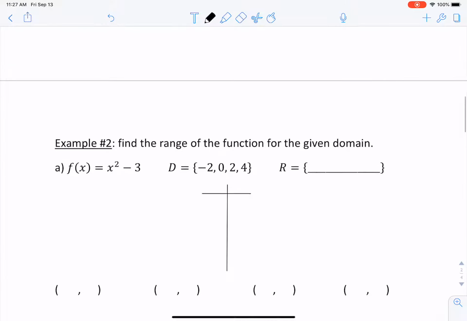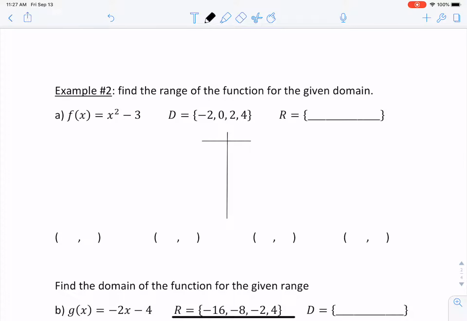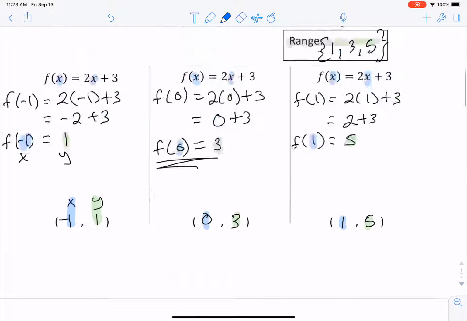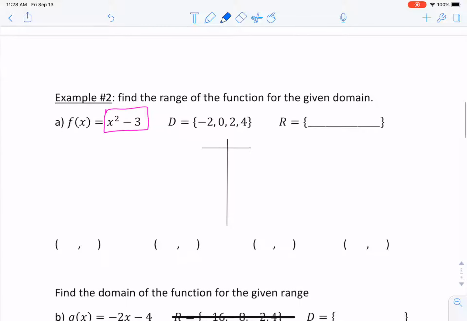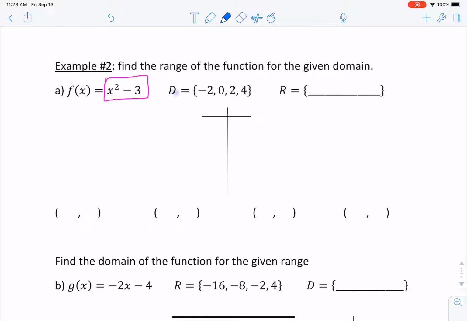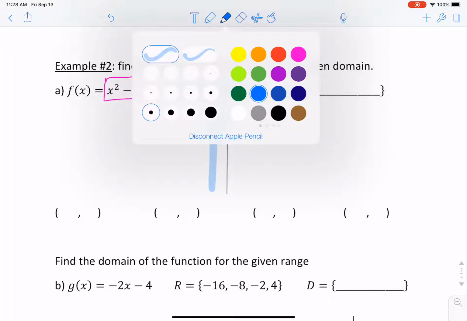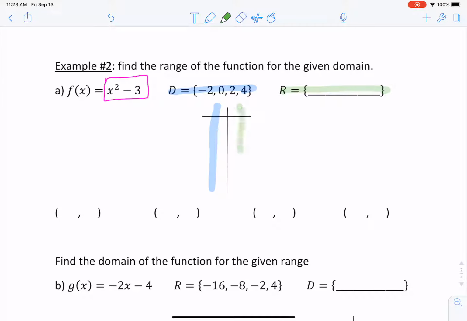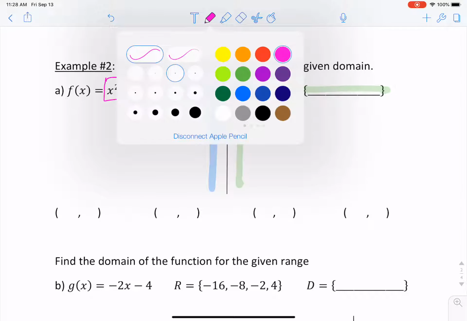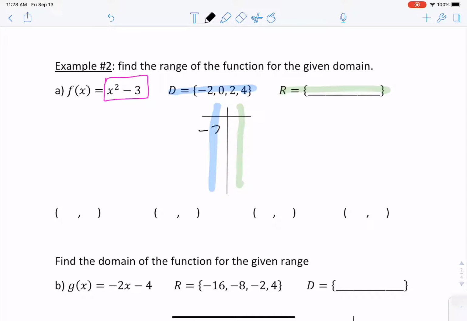Okay, so here's another example. Our rule given is the function f of x is x squared minus 3. They give us, again, the domain, which I had in blue. So they gave us this side, and we're looking for the range, the y values. So on my table, I have -2, 0, 2, and 4.